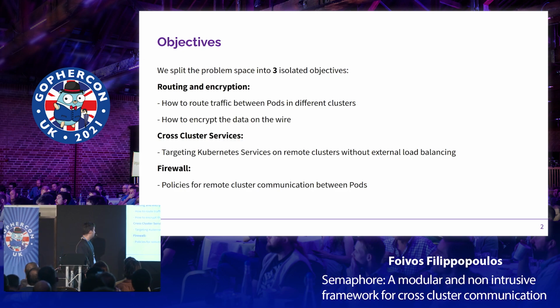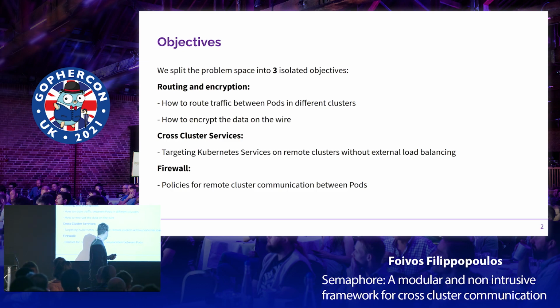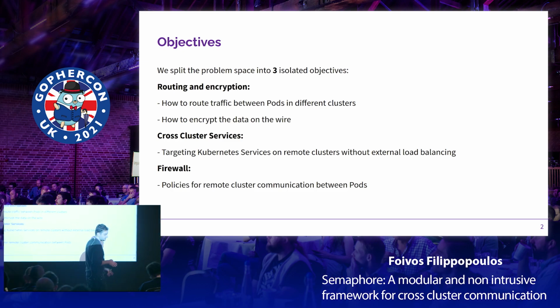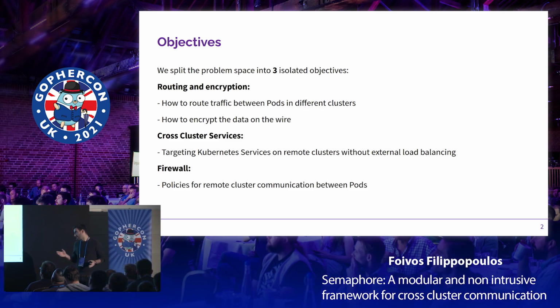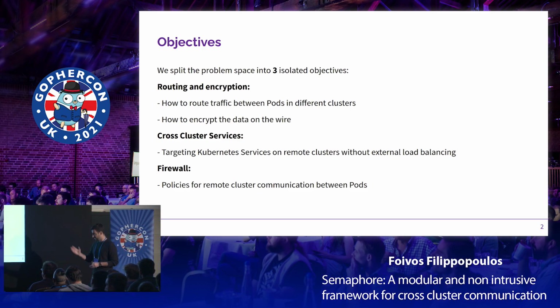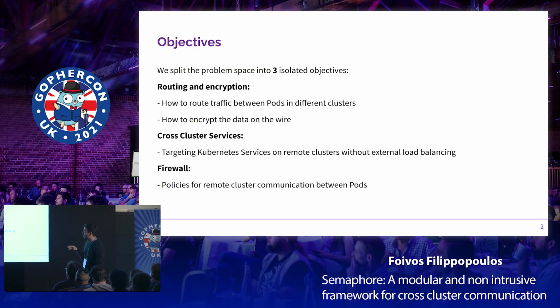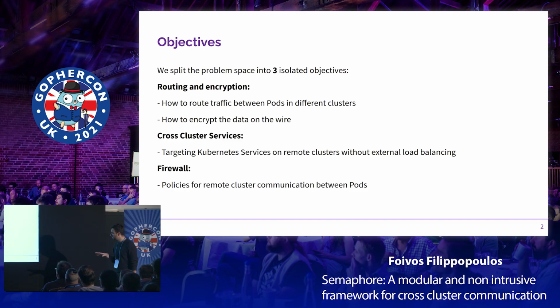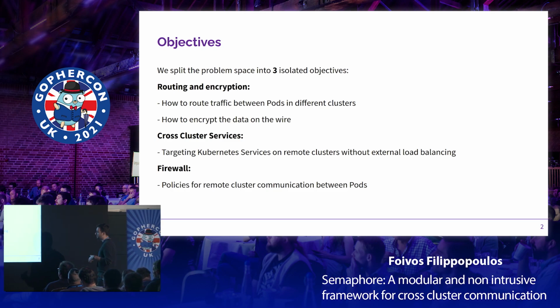The next one is cross-cluster services. Kubernetes has this concept of cluster service, which is basically a virtual IP to load balance traffic to an application, to a set of pods that are selected by some label. We want a similar mechanism to send traffic to remote workloads, but we already deploy Kubernetes everywhere. We don't want to spend too much time deploying more stuff outside of those clusters.